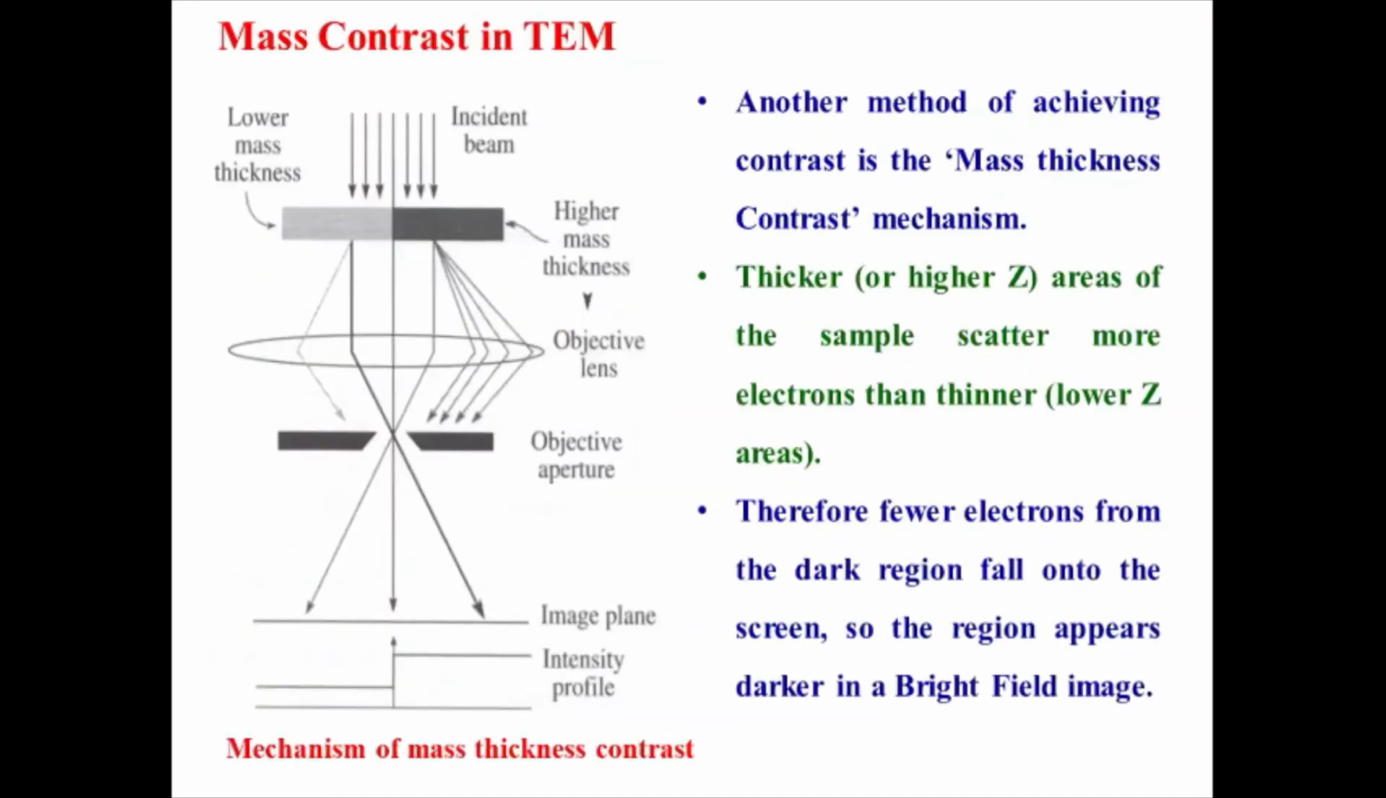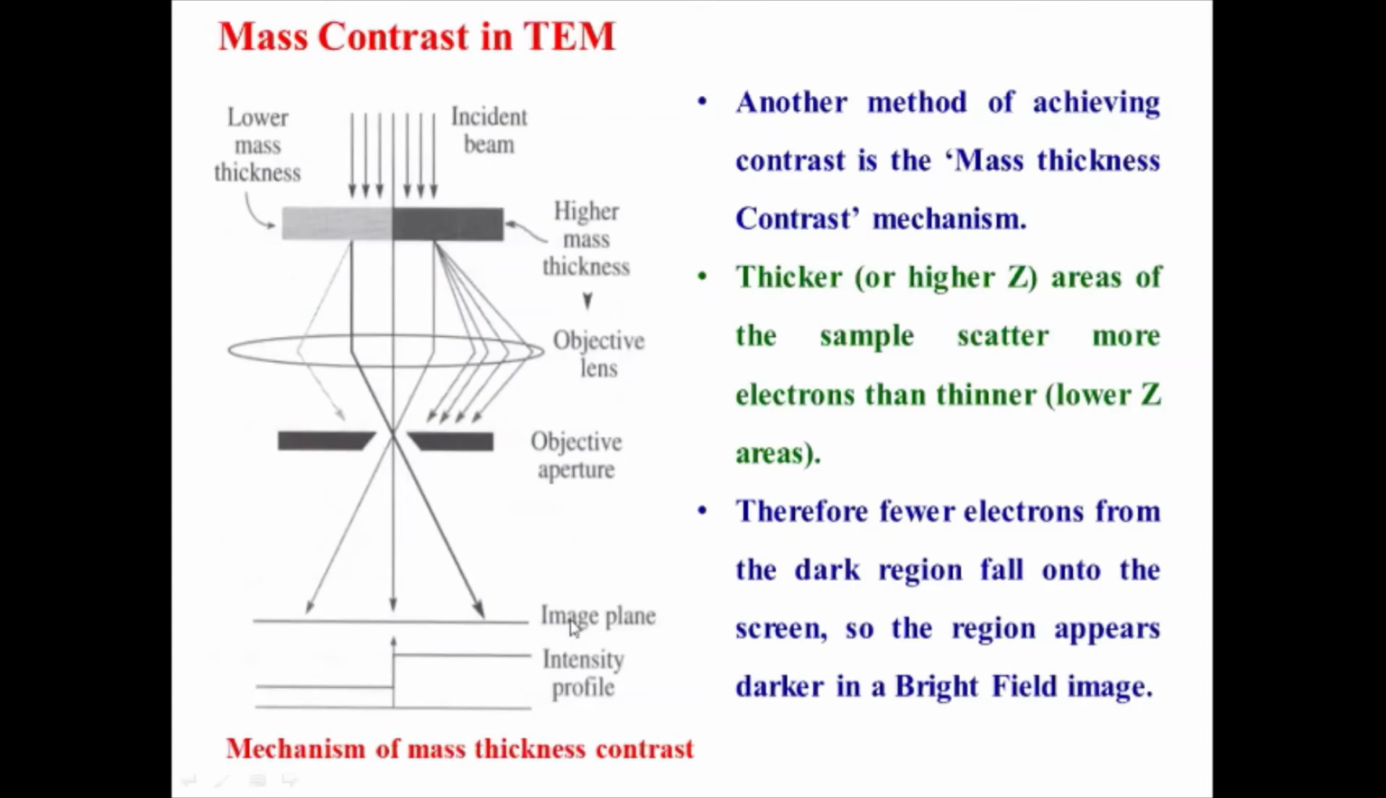So this is a kind of mass contrast mechanism. Suppose you have a sample which has variable mass density. Somewhere the mass is higher, in some region the mass is lower. As the electron beam is passing through the material, it will be scattered more where the mass is more, and it will get scattered less where the mass is less. So as a result, on the detector, you will get the contrast. The thicker region will appear darker and the thinner region will appear lighter.